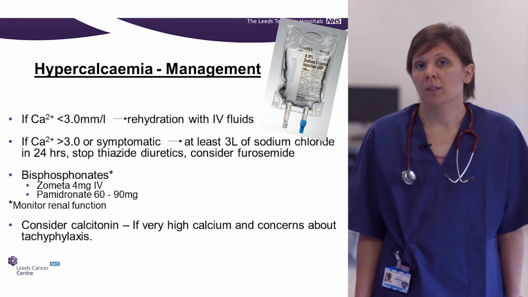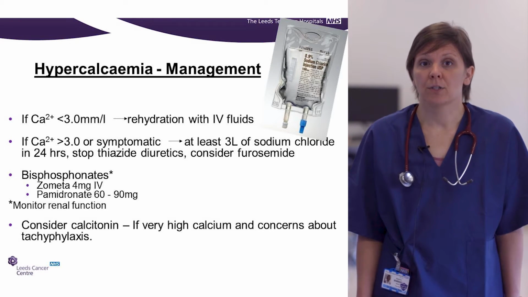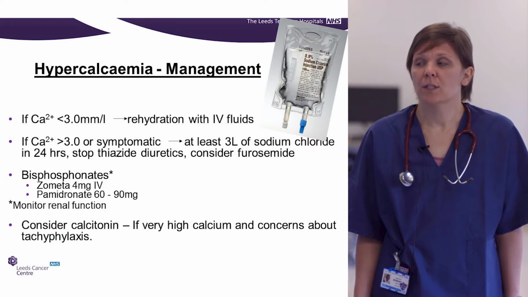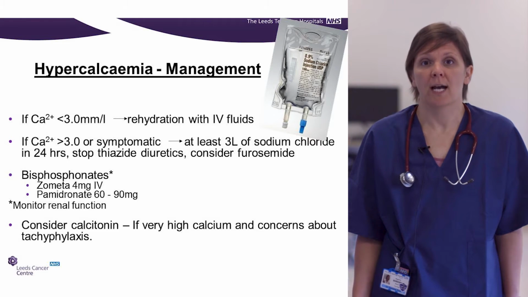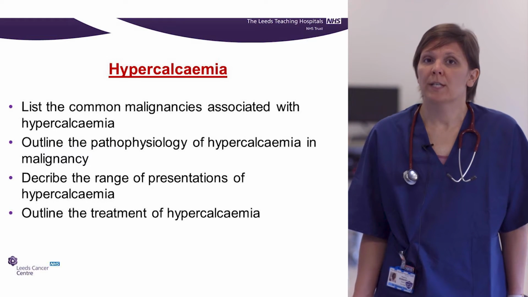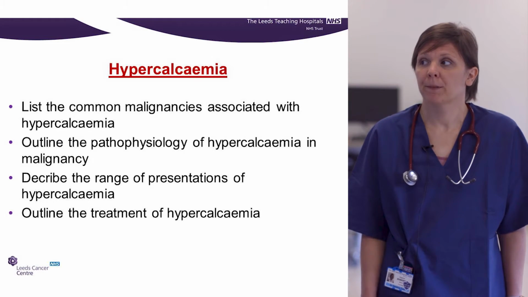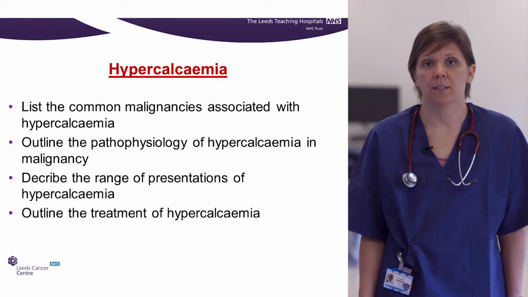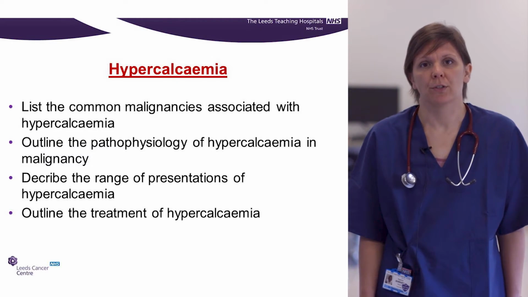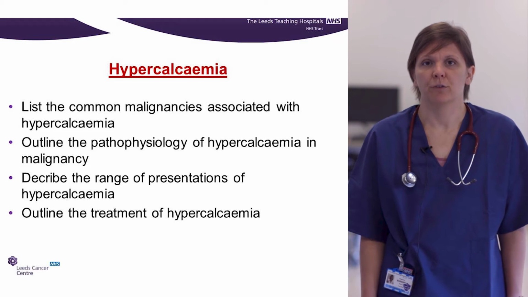The other thing that we consider using, as you can see, is calcitonin, but that's only considered if the patient is particularly symptomatic or has tachyphylaxis. In the first instance, we would aim to manage this patient group with IV fluids and bisphosphonates. So we've now gone through the presentation of hypercalcemia. You should be able to describe the common malignancies that it's associated with. You should be able to outline the pathophysiology of hypercalcemia in malignancy. You should also be able to describe the range of presentations and your initial management plan for this patient group.